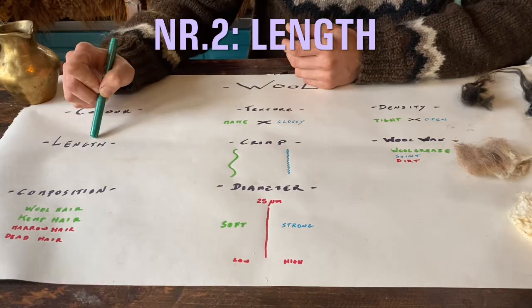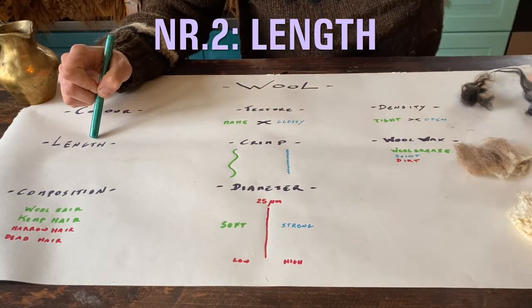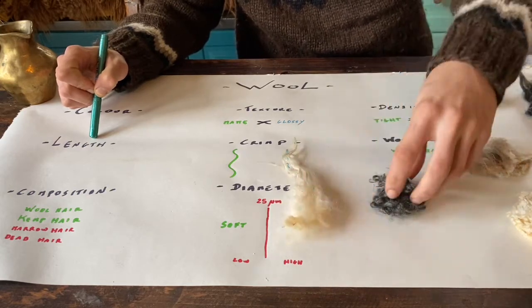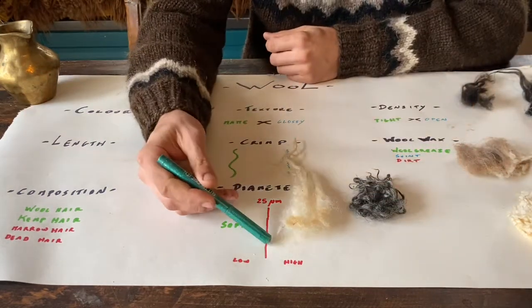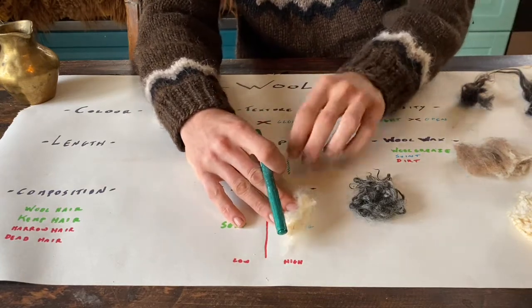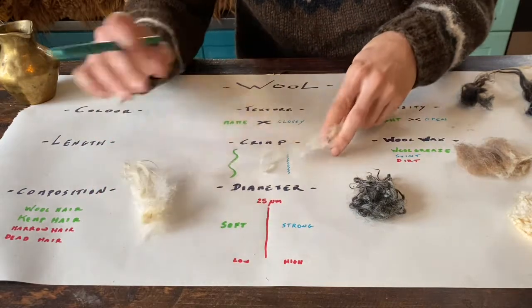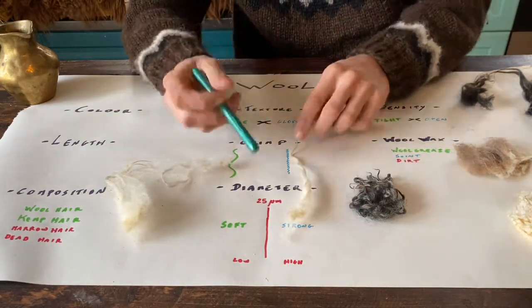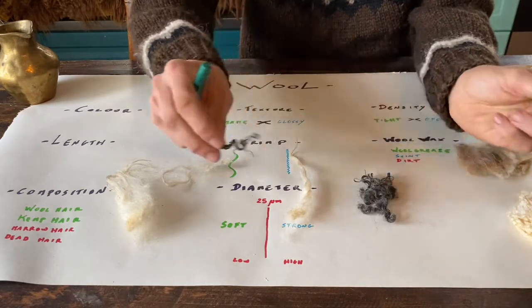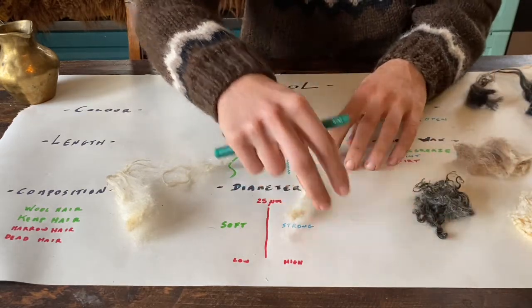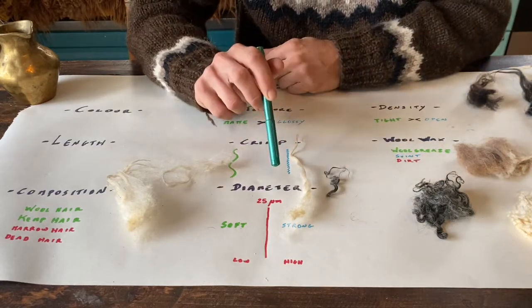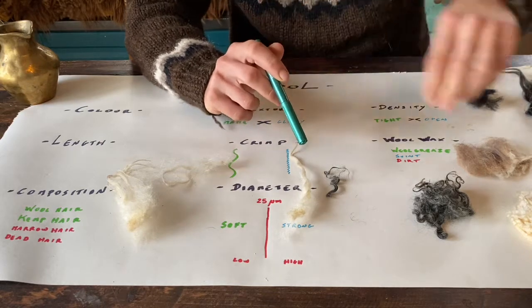Secondly, I want to talk about length. And as you can see, there is considerable variation in the length of the staple, as it is called. The staple being, so to speak, one lock of hair. If we were to separate it here, there you go. That is one staple, and compare it to this one. In the same amount of time, different breeds of sheep will produce more or less longer or shorter wool.